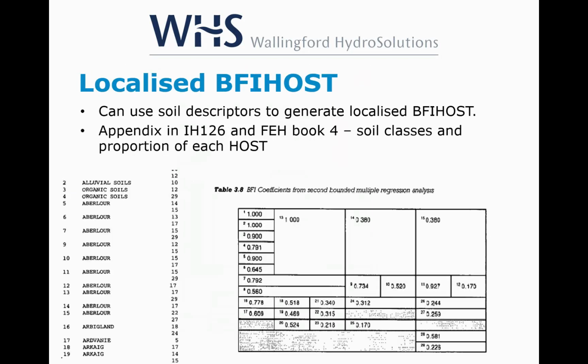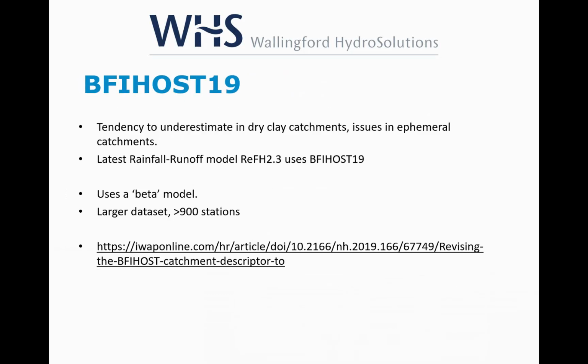So the BFI HOST estimates are based on these 1 kilometre cells. So if you wanted a point estimate rather than a 1 kilometre average, you can actually calculate a localised BFI HOST value. We can use the soil descriptors in the appendix within IH 126 and FEH Book 4. For each soil class, it tells us what proportion of each HOST class is within that soil class. And using the BFI coefficients from IH 126, we can calculate the BFI HOST.